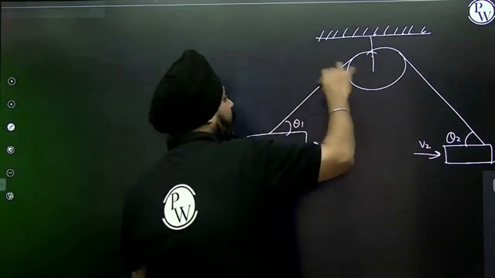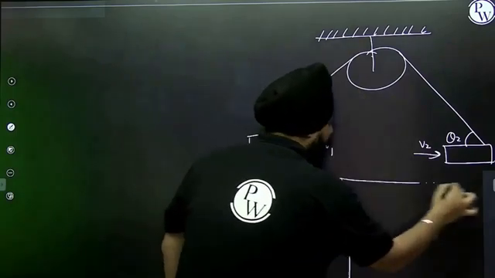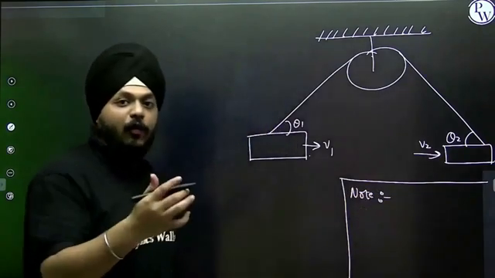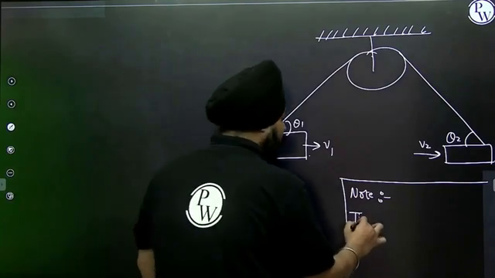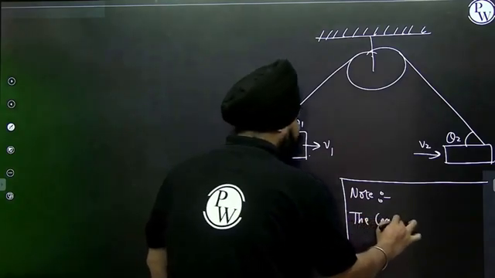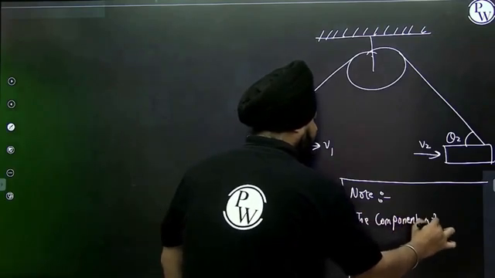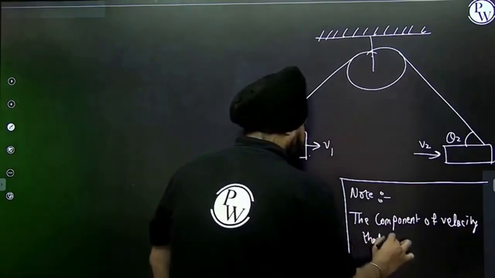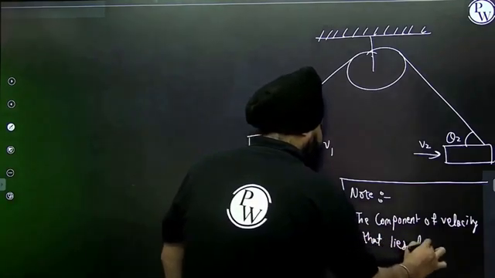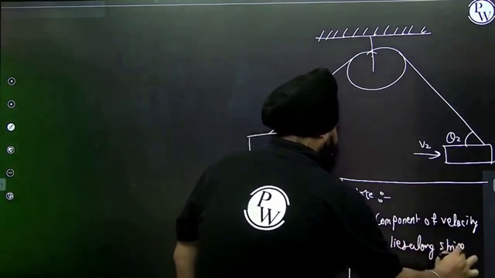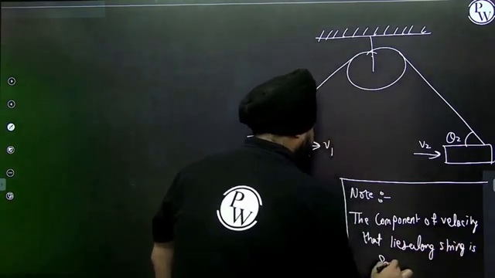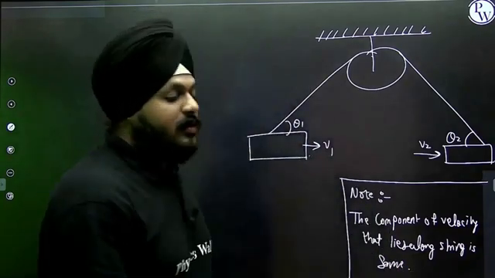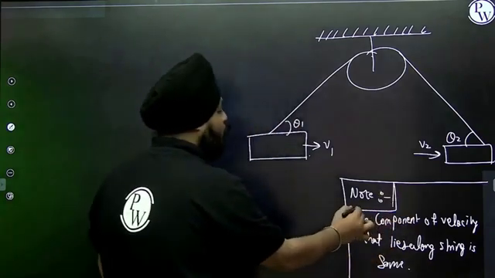See, they are connected by the same string. How are we going to solve this type of sums? Note: the component of velocity that lies along the string is the same. Why? This is a note to solve this sum. This is a kind of shortcut to solve this sum.